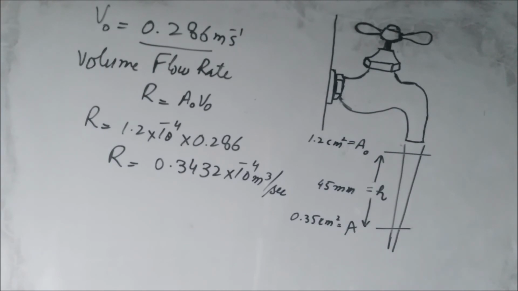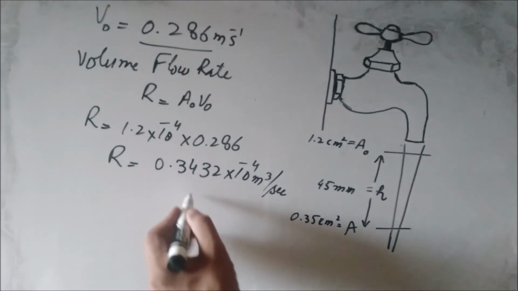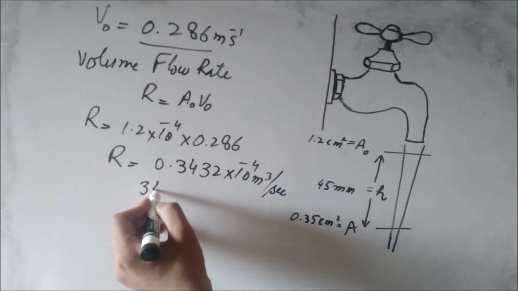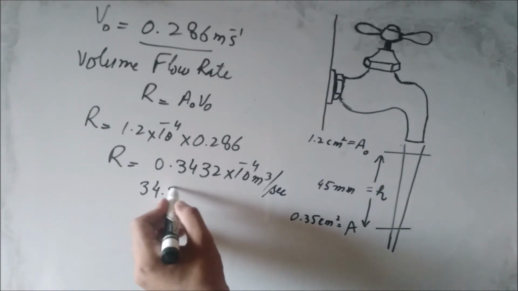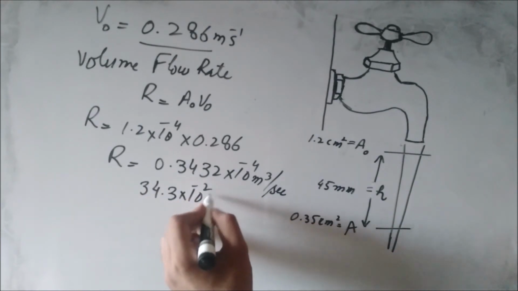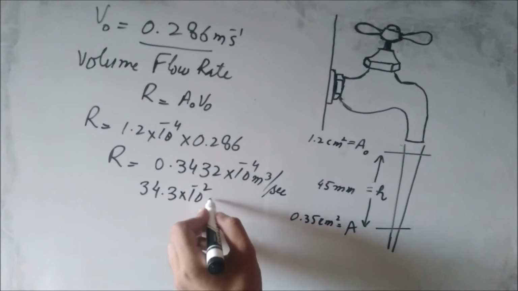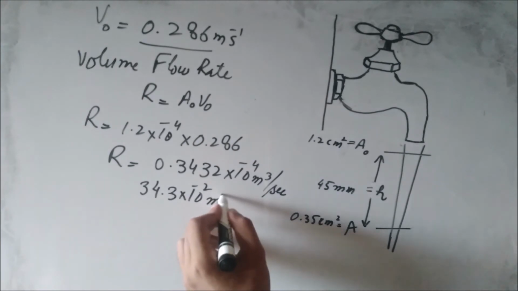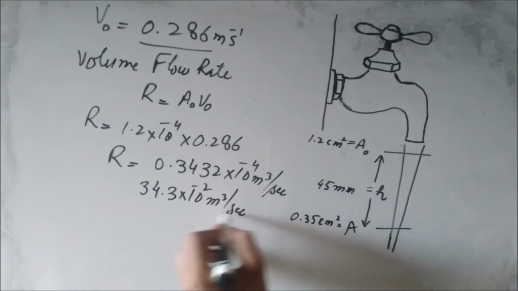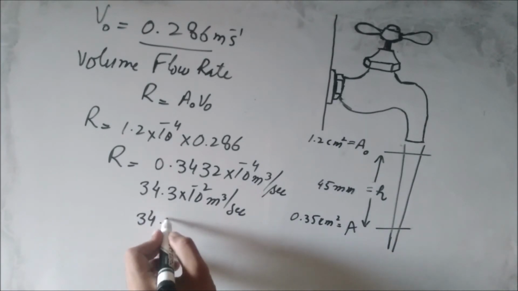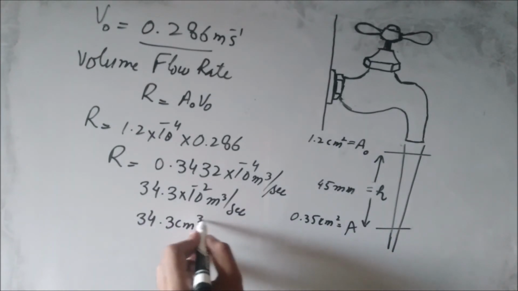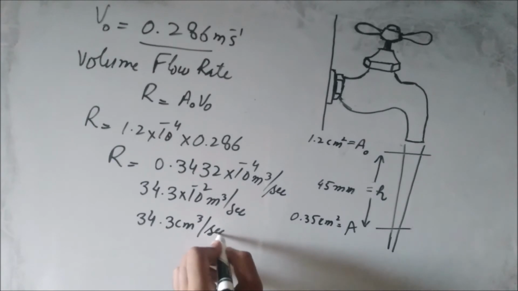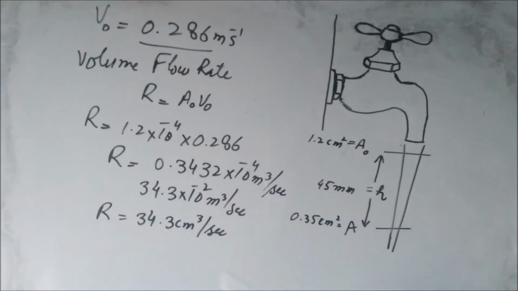If you want to convert it into centimeter cube, that will be 34.3 × 10 power minus 2 meter cube per second. So 34.3 centimeter cube per second is the volume flow rate for the water emerging out from the tap.